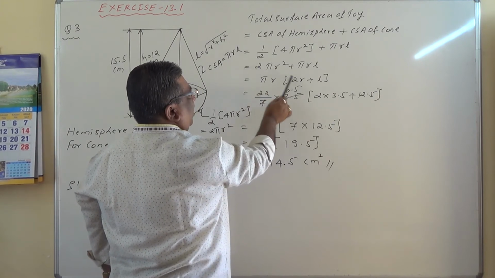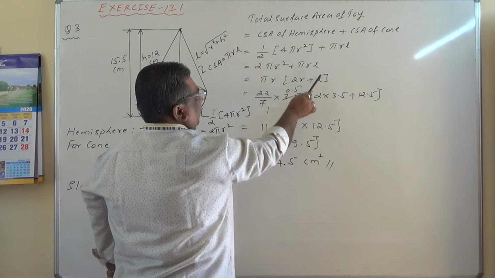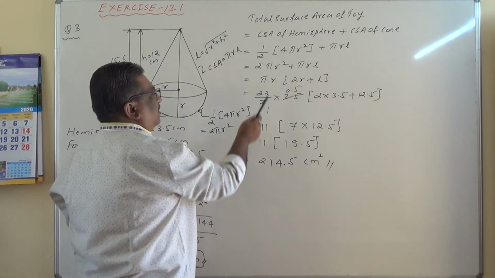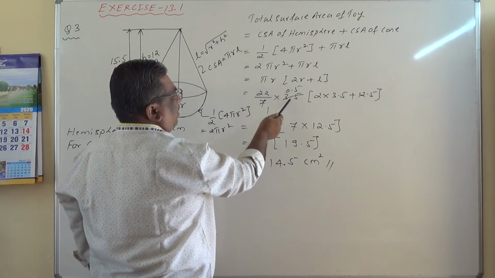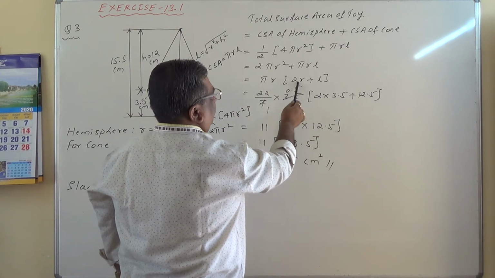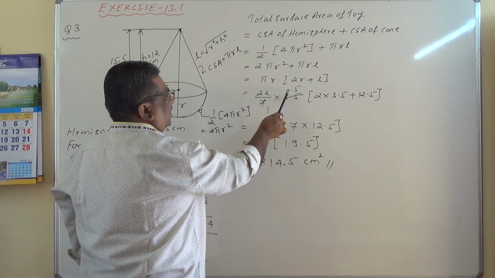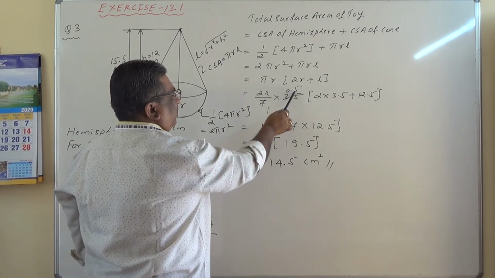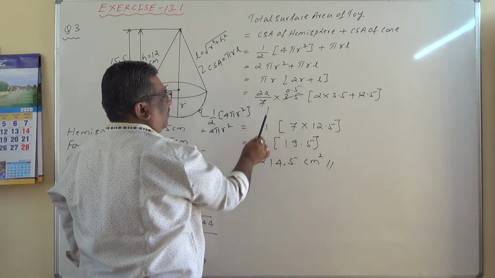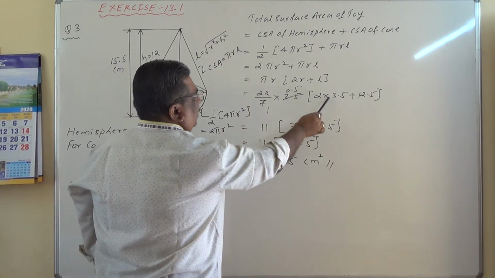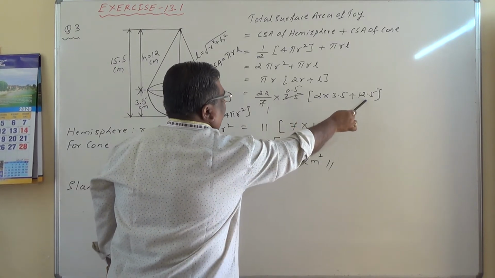Here it is, 2r plus L. Substitute the values. 22 by 7, r is 3.5, into bracket 2 times r, which is 3.5, plus L, which is 12.5. 7 ones are 7, 5 sevens are... So 0.5 is nothing but half. Half of 22 is 11, into bracket 3.5 into 2 is 7, plus 12.5.